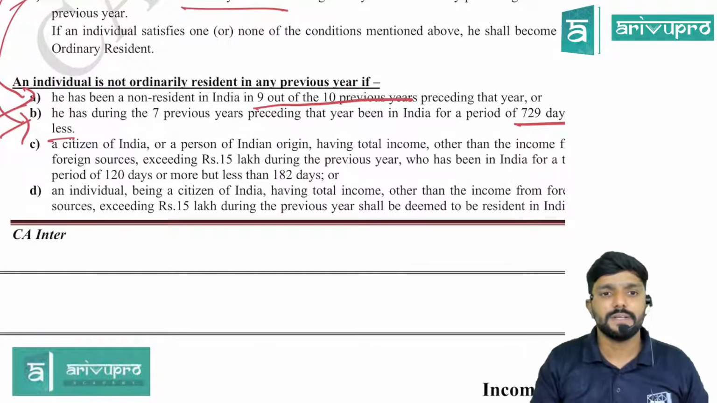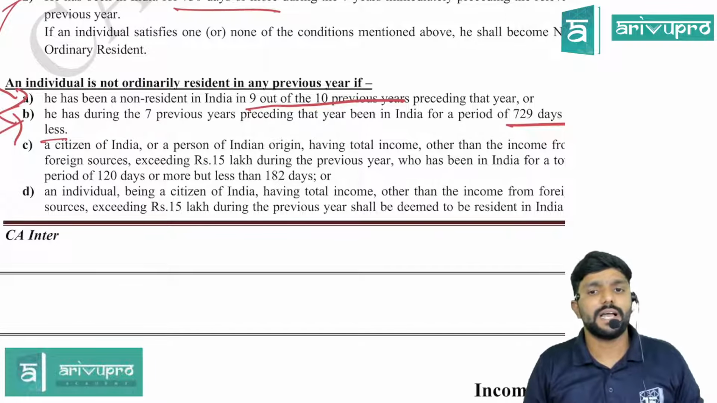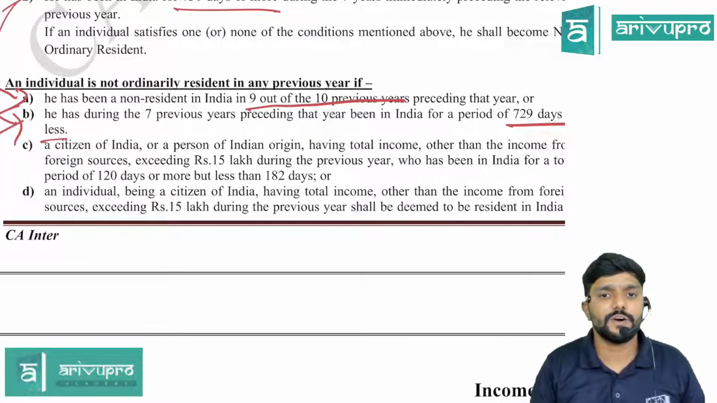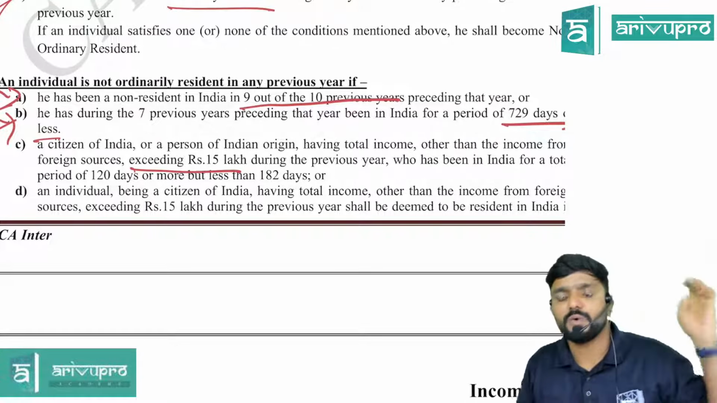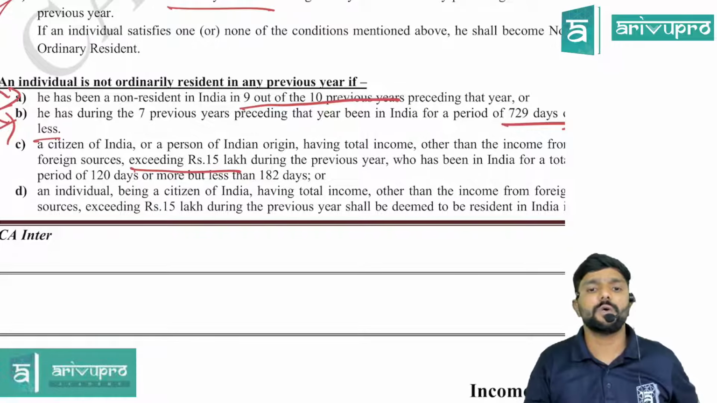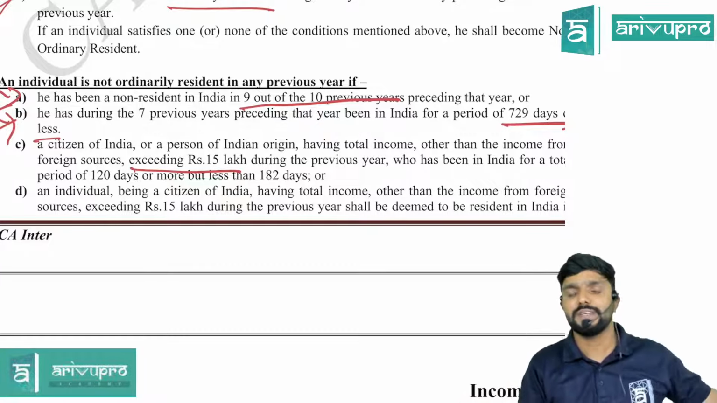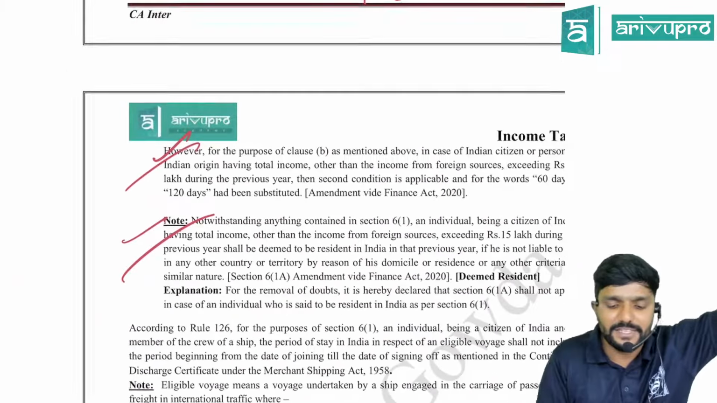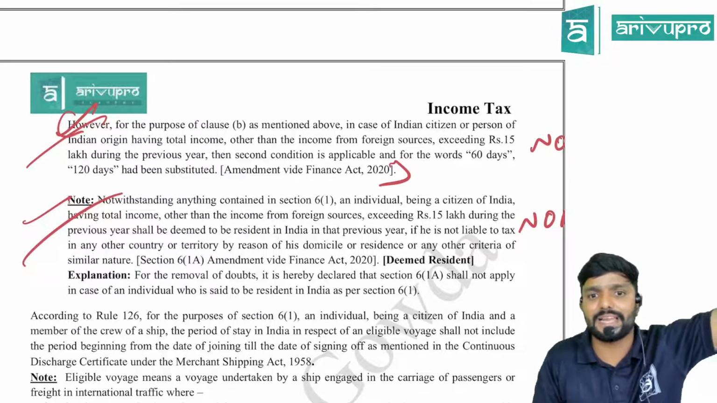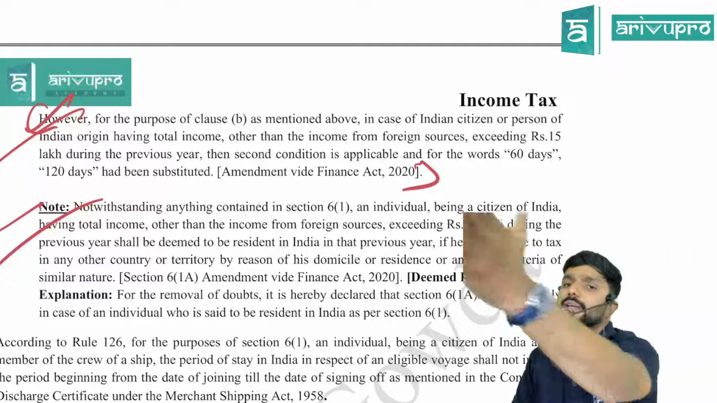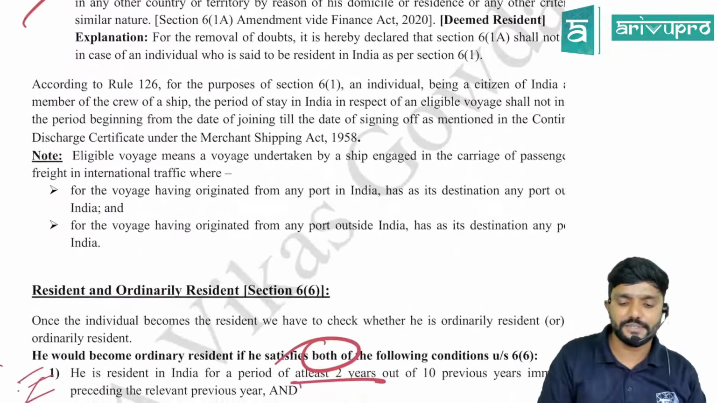Now C and D, what I explained. A citizen of India or a person of Indian origin having a total income, other than income from foreign sources, exceeding 15 lakh during the previous year, who has been in India for a total period of 120 days or more but less than 182 days. This person is covered in this however paragraph. If you have become a resident as per this however paragraph, then you are straight away not ordinary resident. Then the last point is section 6(1)(a).